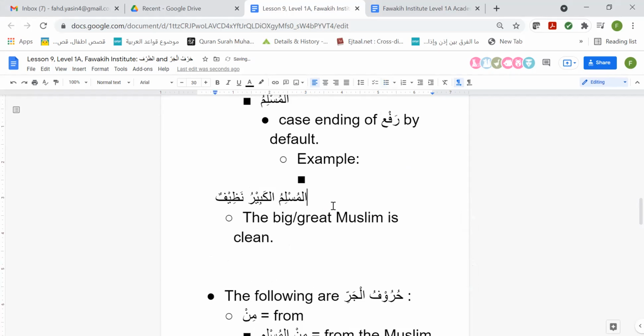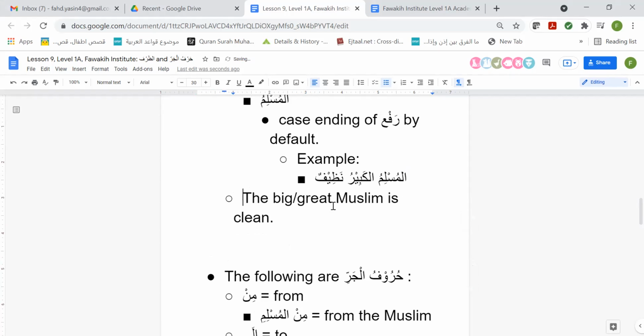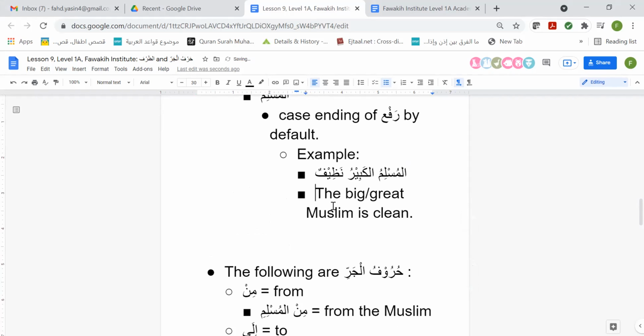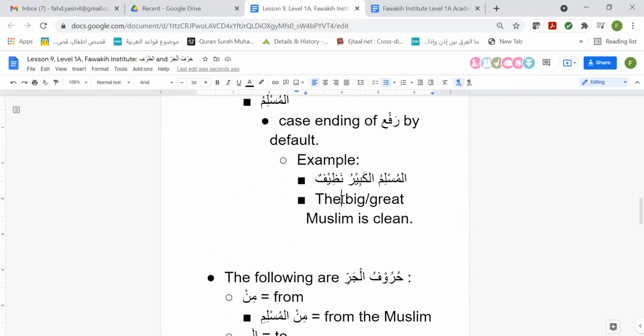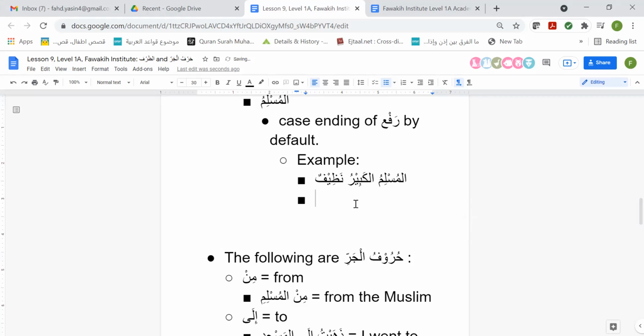I would prefer to include this example here, okay? So sorry about that. I have to make sure that I use examples that apply to the grammar that you're using, okay? So hopefully this one makes a little bit more sense now. Al-Muslimu al-Kabiru nadhifun. What does this mean? This means that, actually, I'm gonna take this out.